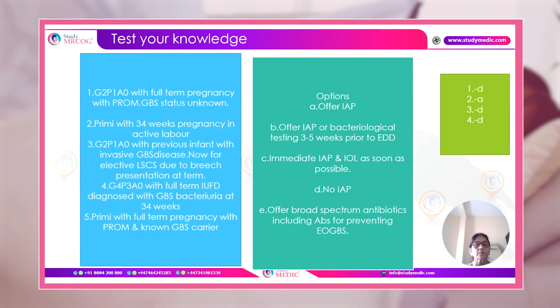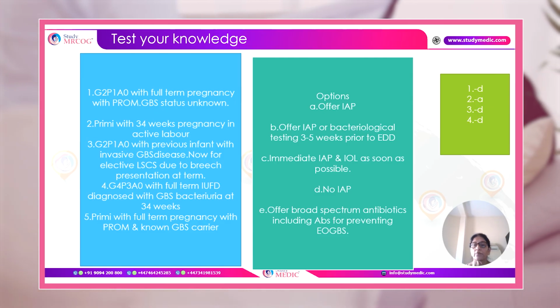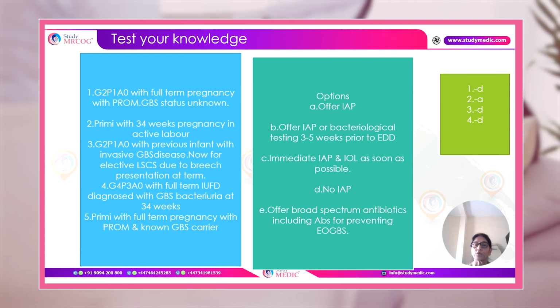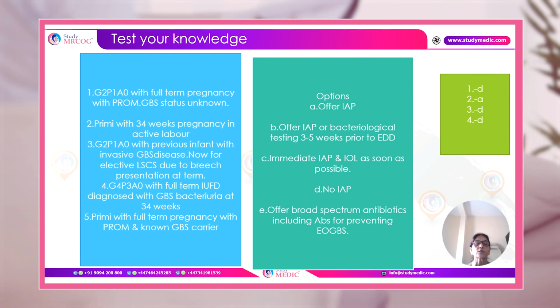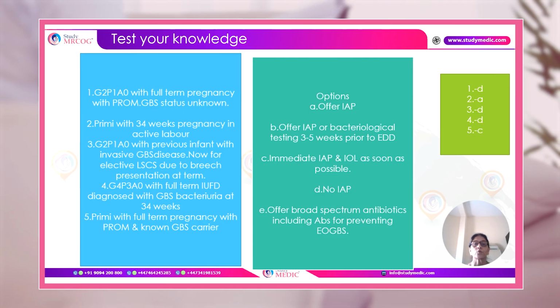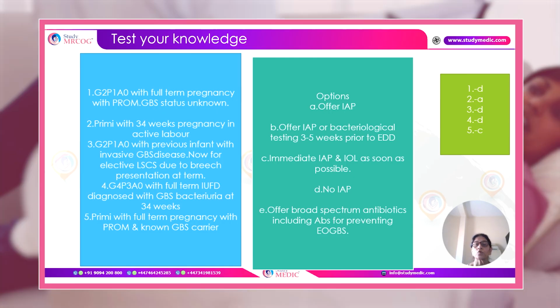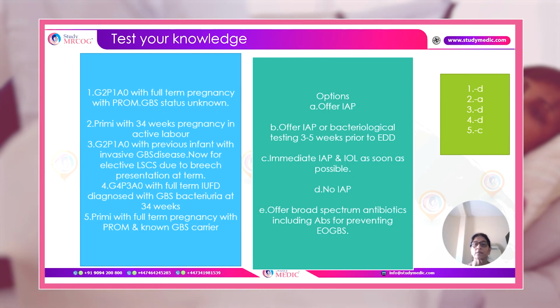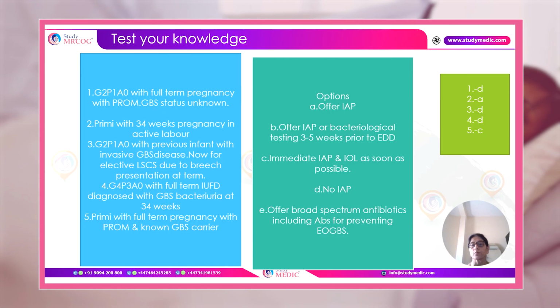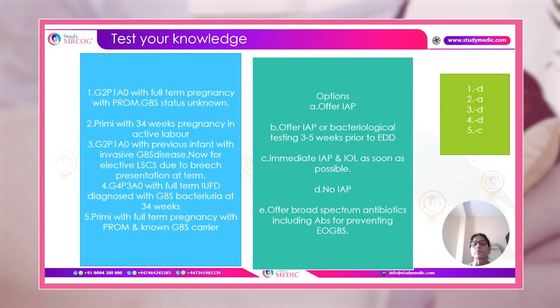You have a primary full-term pregnancy. She has premature rupture of membranes and she is a known GBS carrier. What will you do for her? For her, because she is a known carrier, you will give her intrapartum antibiotic prophylaxis and induce labor as soon as possible. There is no role in waiting for labor to start by itself. Okay.